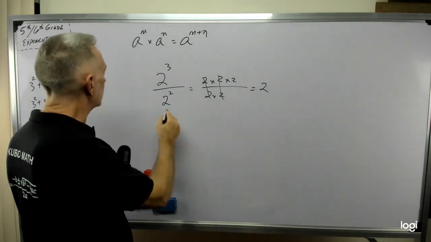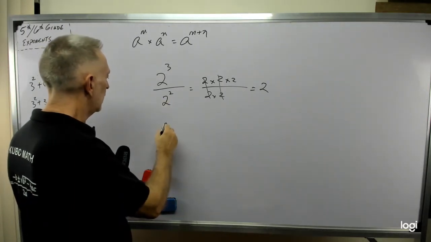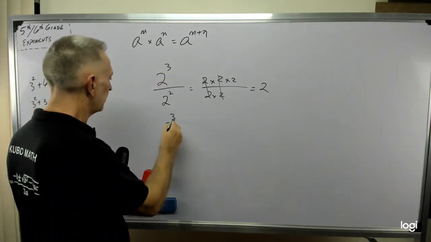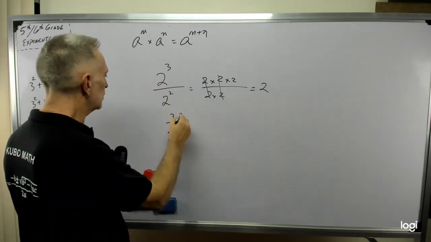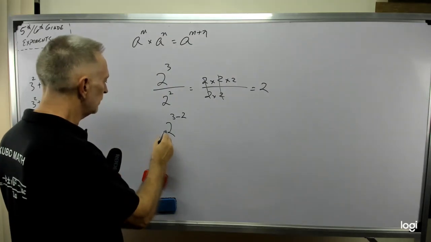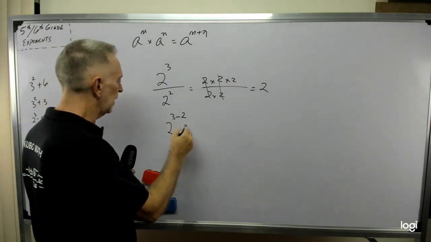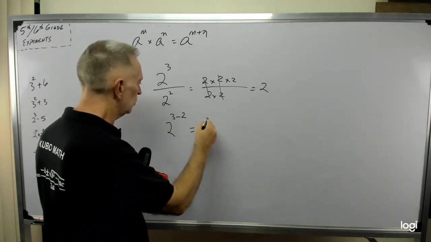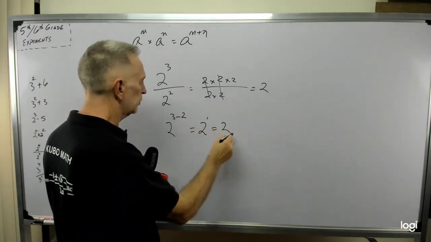So let's try this. Let's try taking 2 to the 3 minus the exponent here. 2 to the 3 minus 2. 3 minus 2 is 1. That equals 2 to the first power, which is 2.